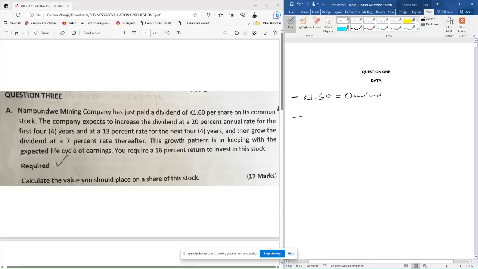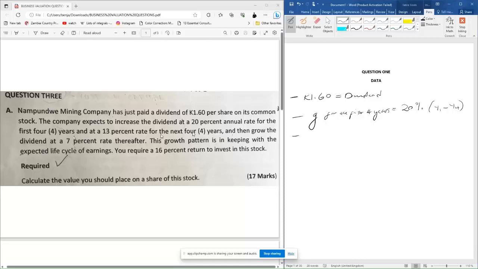And then for the first 4 years, the company expects to increase the dividend by 20%. So our G, which is the rate at which our dividends are growing for the first 4 years, is equal to 20%. So that's between year 1 and year 4. From year 1 to year 4, our dividends will be growing at a growth rate of 20%.